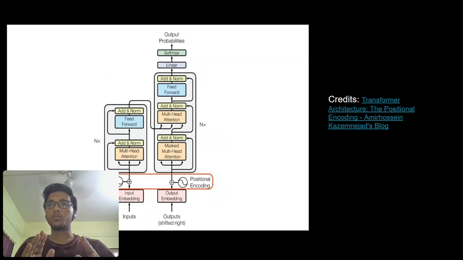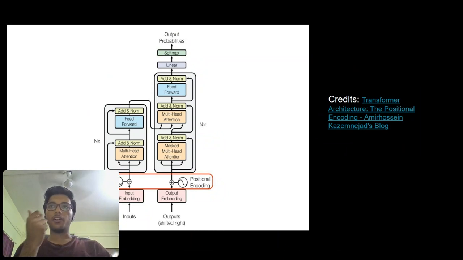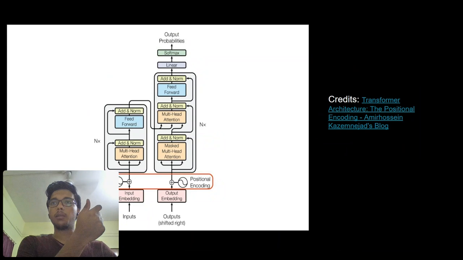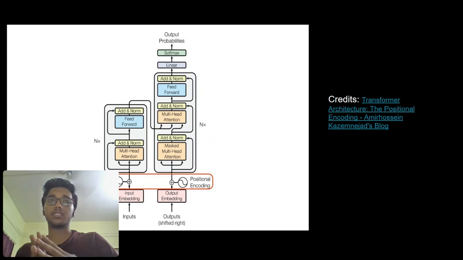The significance of position is to provide transformers with the ordering, since the ordering of the words can actually make a difference, right? One word, if present somewhere, can make a sentence positive, while placed another way it can make it negative. So that is the thing.